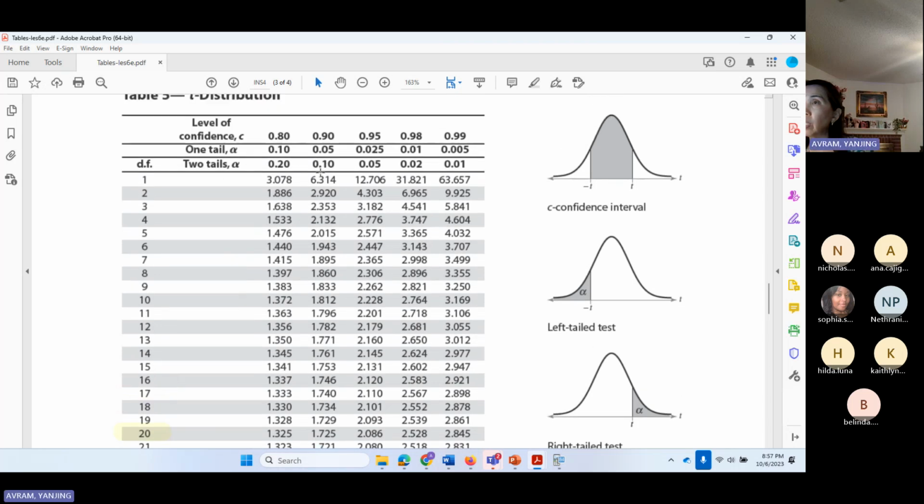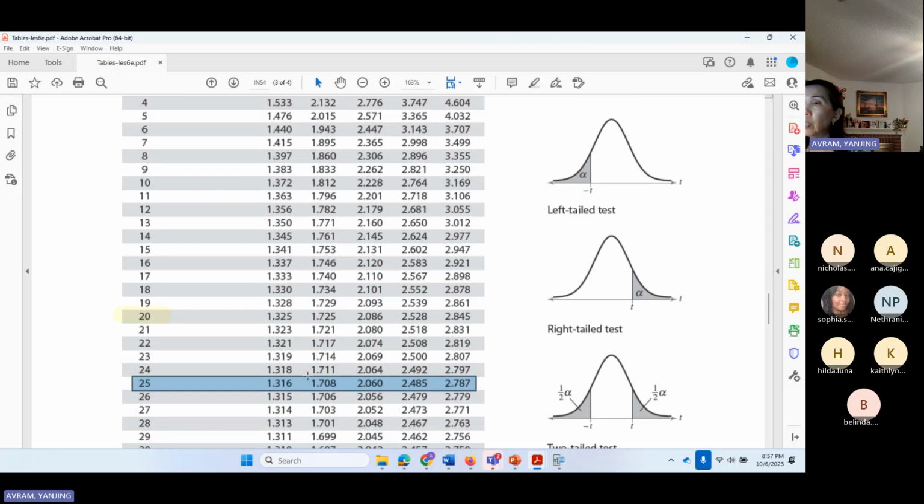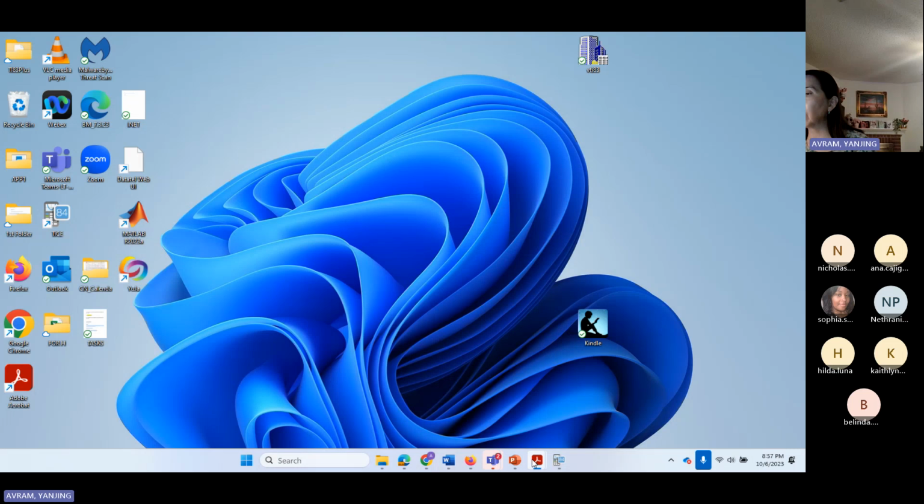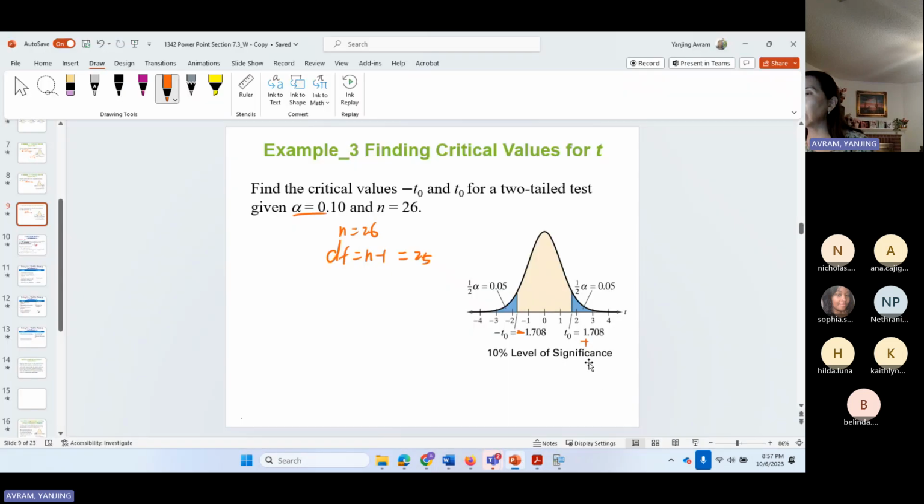So right here, okay, this one right here. And then we're going to look at this one. So this one will be 1.708. All right, and then you have to write down one is positive, one is negative, because you have a two-tail test. So 1.708, one is positive on the right, and on the left it will be negative.